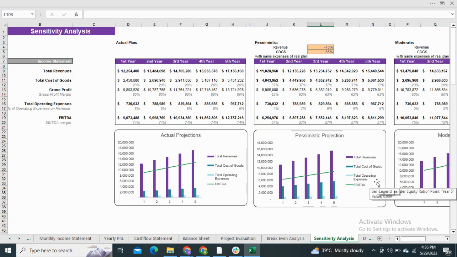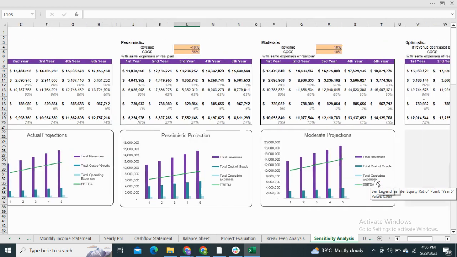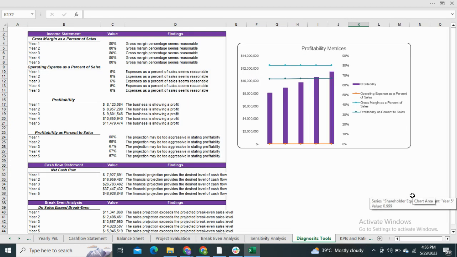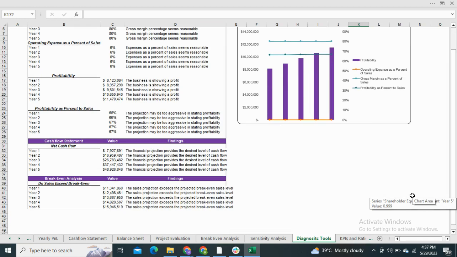Moving on to the sensitivity analysis, it is a comparison of valuation of your company. It actually shows the results and EBITDA margin in pessimistic, moderate, and optimistic scenarios. Moving on to the diagnostic sheet, it shows the different profitability metrics from the income statement, cash flow statement, and the break-even analysis.